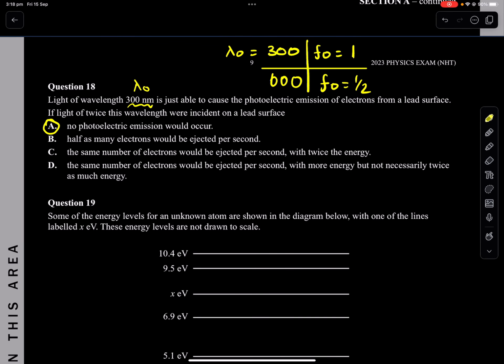Light just able to cause photoelectric emission from a lead surface, if light of twice the wavelength were incident on the lead surface. Half as many electrons would be ejected.